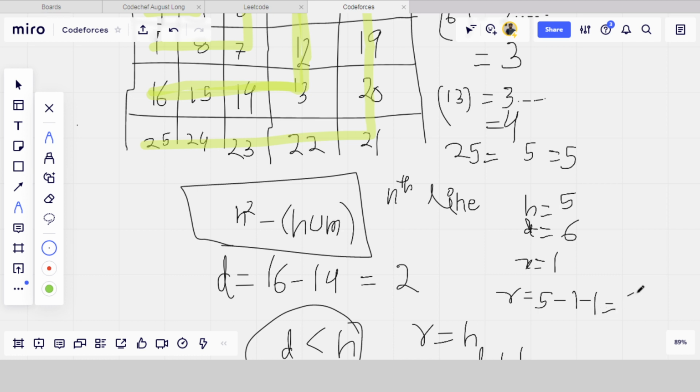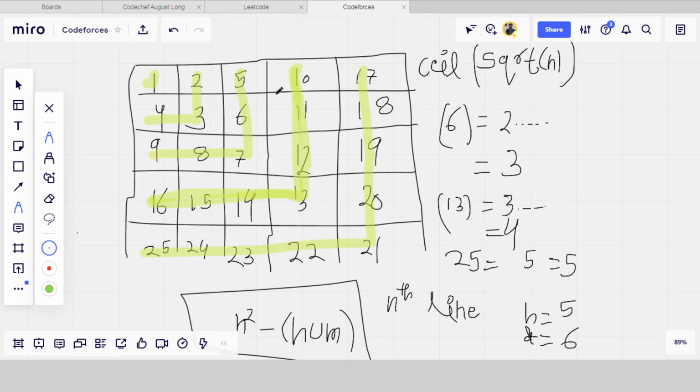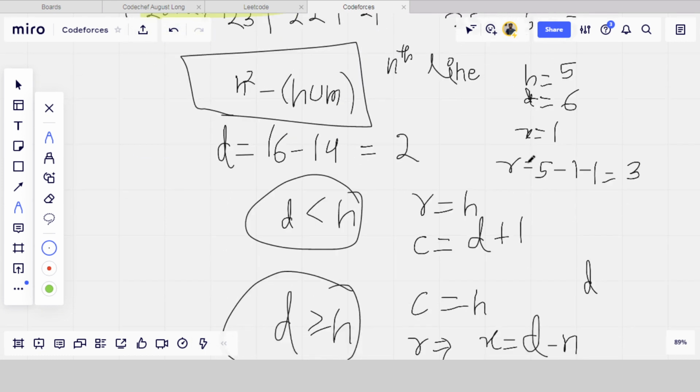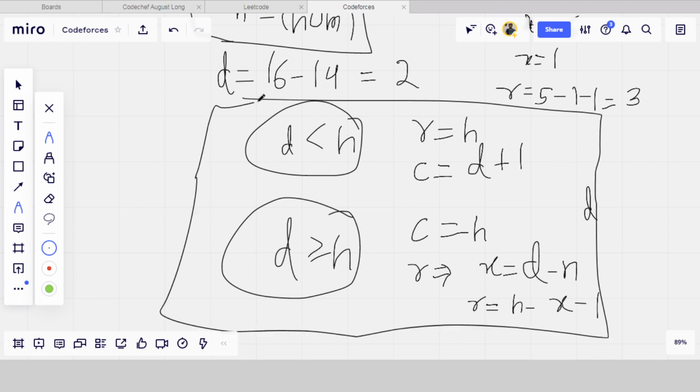So now we got the coordinates. Coordinates are 3 comma 5, which means third row and fifth column. So let's check it. It is in the first, second, third, fourth, fifth column, and first, second, third row. We were talking about 19. So like this, these are the two formulas which I have used in this question. So let's move toward the code part.